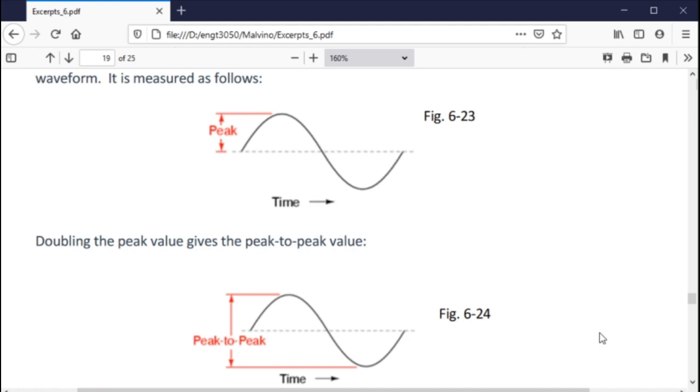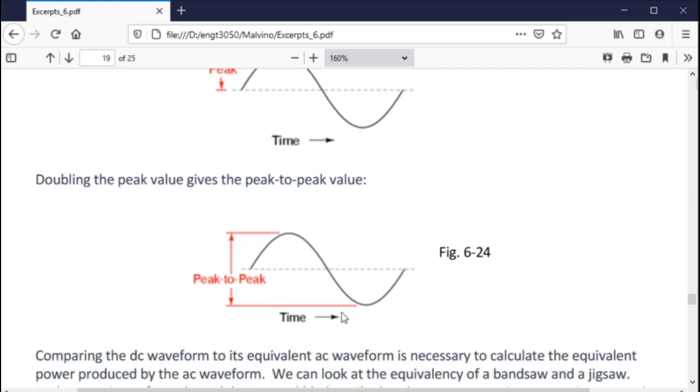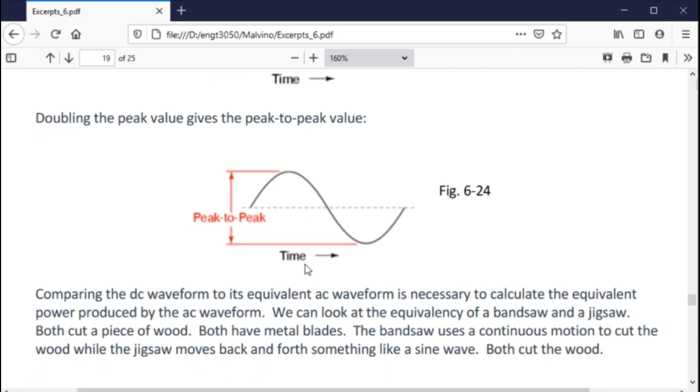So there are various attributes of a sine wave. One is called the peak value. It would be from 0 to the top value. That would be called the peak. The peak to peak would be from the very top to the very bottom. So that would be the peak-to-peak value.